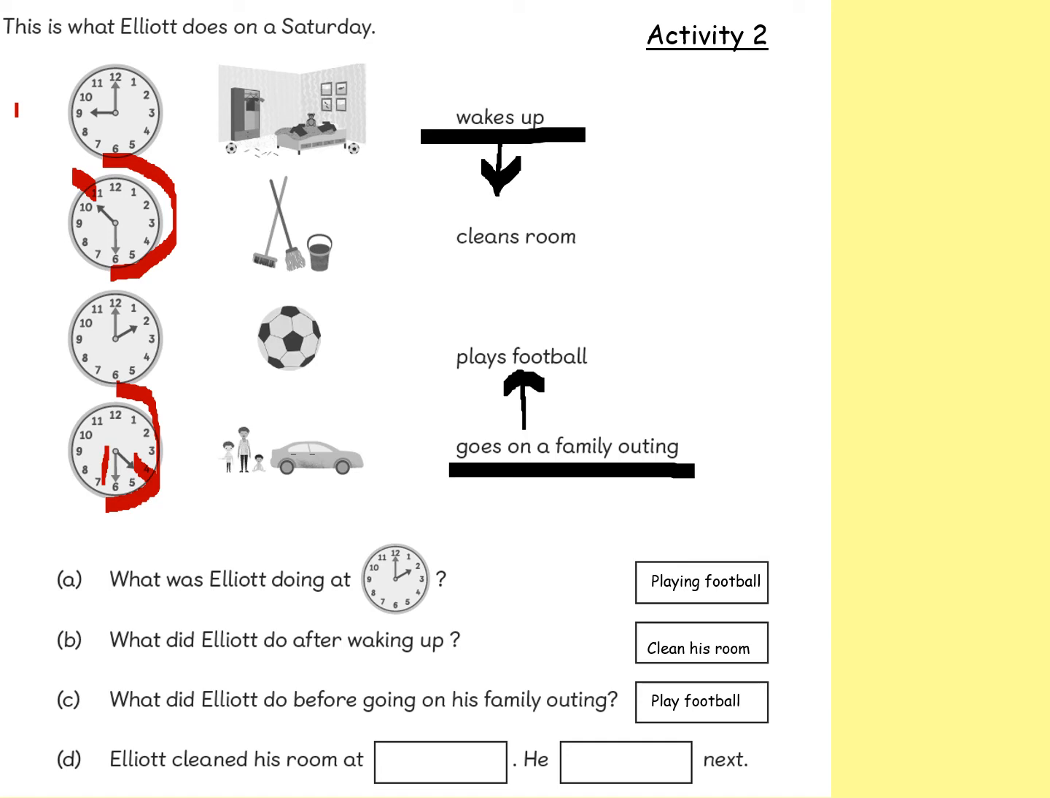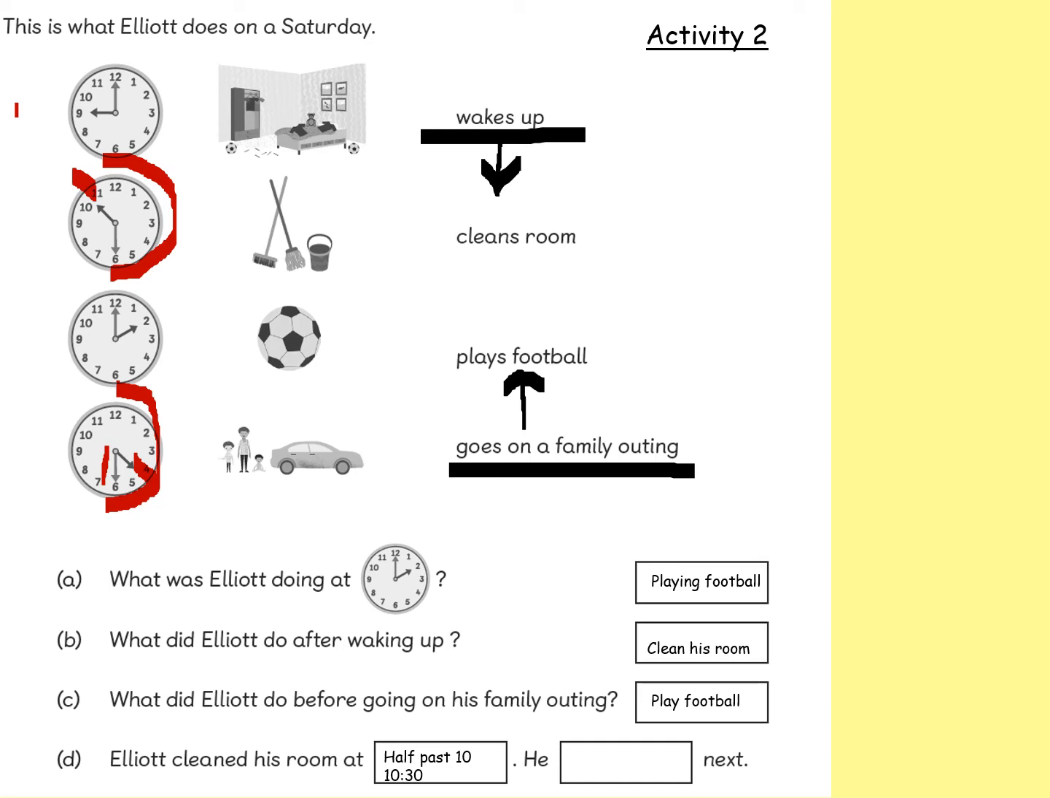The hour hand's after the 10. Half past 10. So we could say half past 10, or we can write it as 10:30, because the minute hand has gone 30 minutes round the clock. And it says he does something next. Okay, so he cleaned his room. It says Elliot cleaned his room at 10:30.